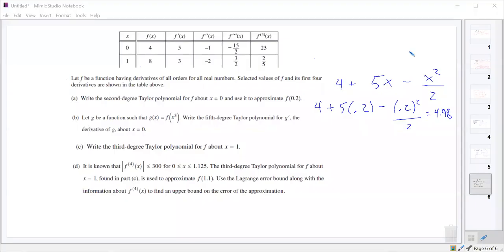I have to record. So now that I'm recording again, 4 is our f of 0, 5 is our f prime of 0, -1 is our f double prime of 0, and then it's x to the first over 1, x to the second over 2 factorial. And then we just evaluated it. Everybody good with A? Good.